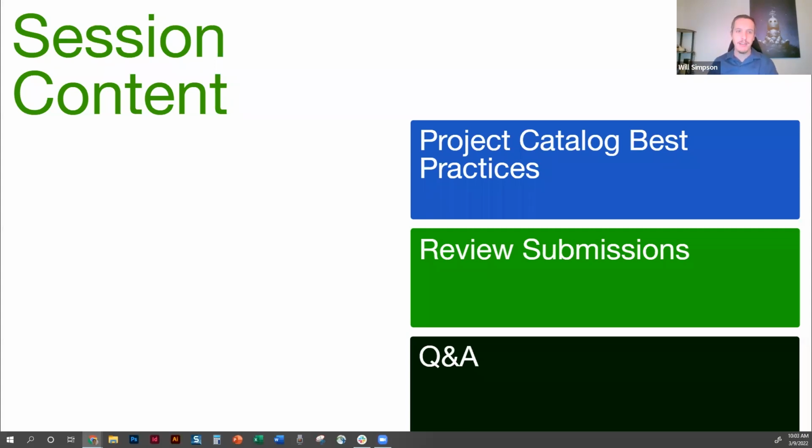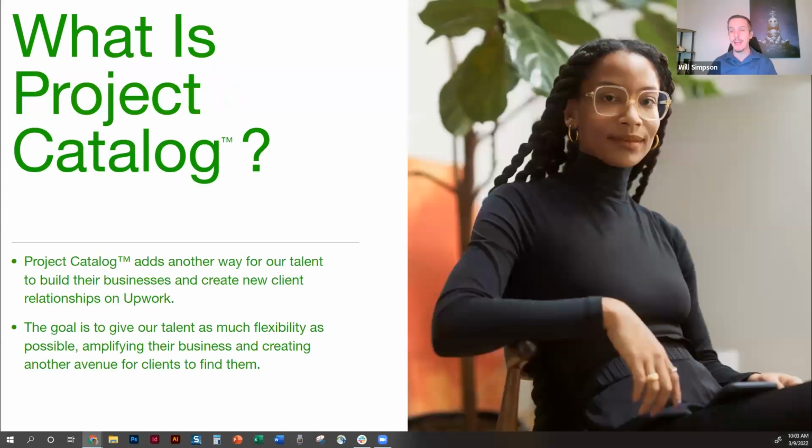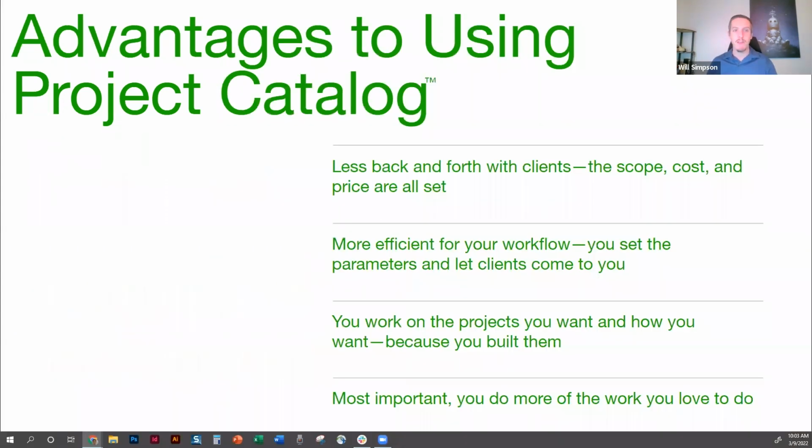So before we get into some of the best practices, I just wanted to get a little context, as I know a lot of us are new to the platform, maybe new to project catalog entirely. The project catalog is just a new way to earn on Upwork and gives you the option to have clients come to you as opposed to you seeking the clients. They can browse and buy your services the same way they buy a product, by finding the product they like and then instantly purchasing it. Now, did you want to speak to some of the advantages of using project catalog?